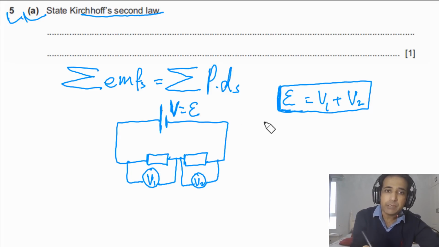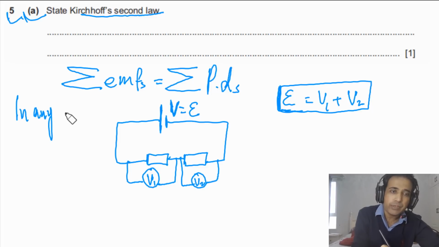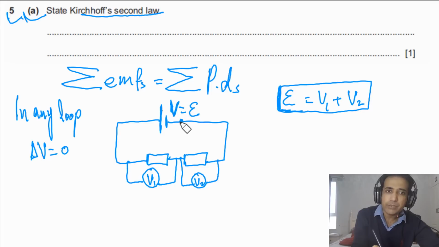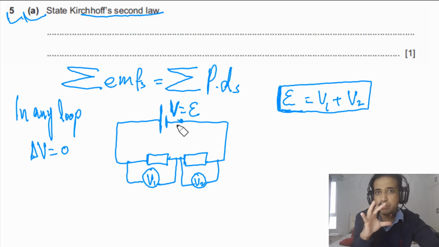We can also understand Kirchhoff's second law in a slightly different way. We can say in any closed loop, delta V should be equal to 0. It simply means that if we start from one point, go in one direction and then come back to the same point, so this is one closed loop, then delta V should be equal to 0, because potential has only one value at that point. So the difference is equal to 0.